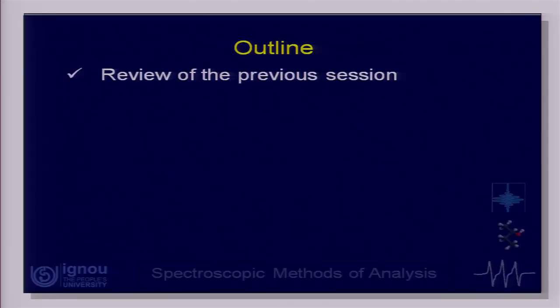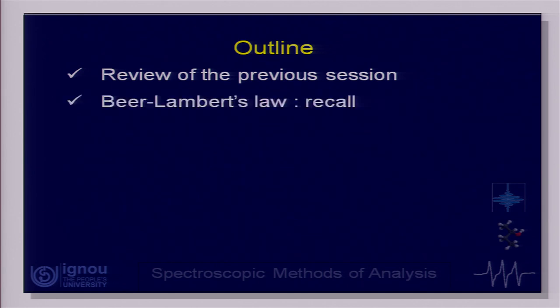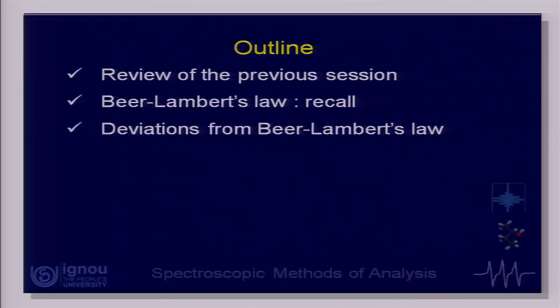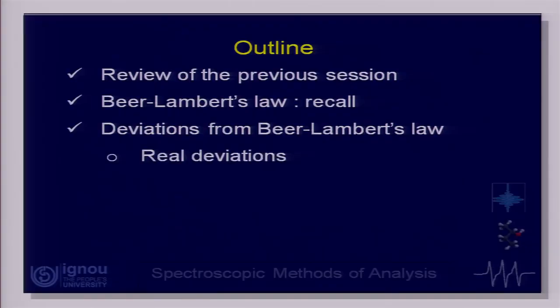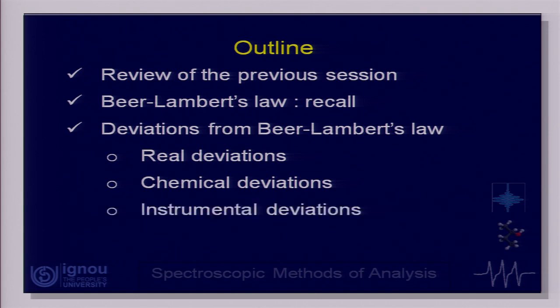The session is planned as follows. To begin with, we will review the contents of the previous session. Thereafter, we will briefly recall what the Beer-Lambert law is. Having done that, we will come down to the main theme of today's session, the deviations from Beer-Lambert law. These deviations will be covered in three broad categories: the real deviations, the chemical deviations, and then the instrumental deviations. Towards the end, we will sum up what we do in today's session.